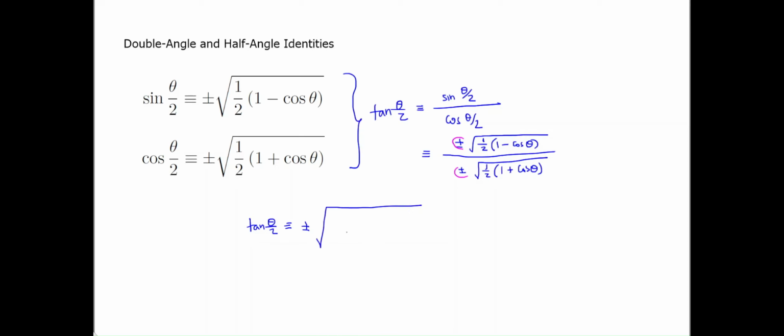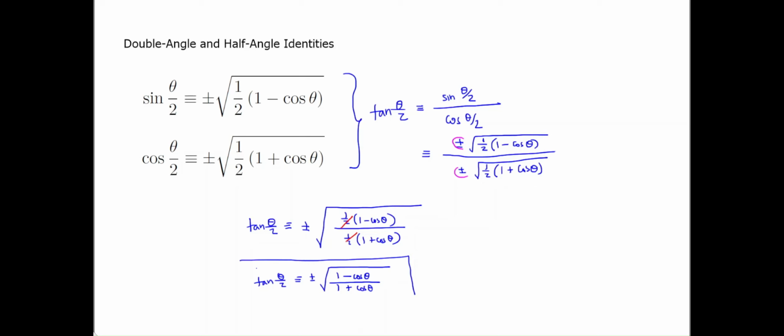Okay, we could bring all of our operations inside of the root. Okay, as you know about roots and fractions. And then we get our factors of 1/2 to cancel. Okay, and then we're going to get down to our final version of this, at least for right now. Tangent theta over 2 is equivalent to plus or minus the square root of 1 minus cosine theta over 1 plus cosine theta.